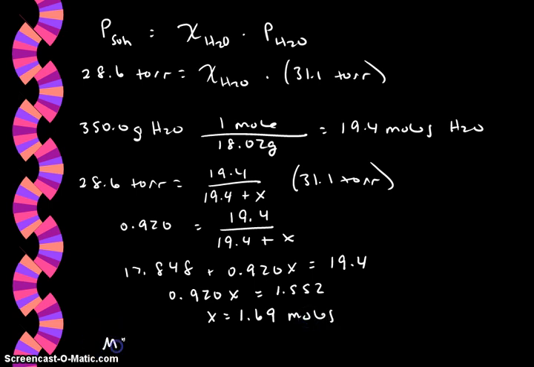So our molar mass is grams per mole. It tells us we've got 86.7 grams of solute. We calculated that that's equal to 1.69 moles, which will give us a molar mass of 51.3 grams per mole.